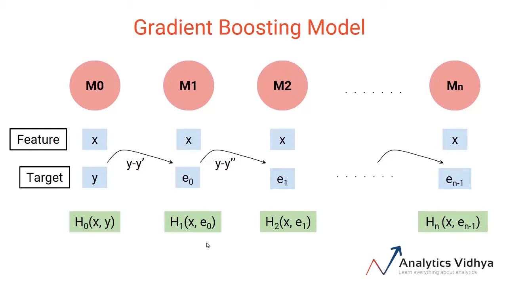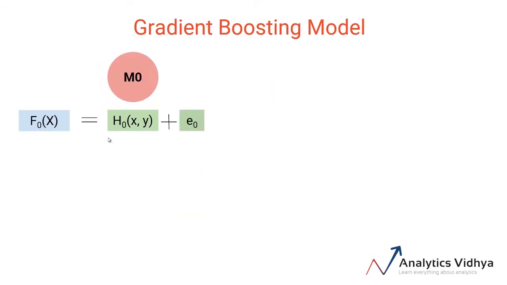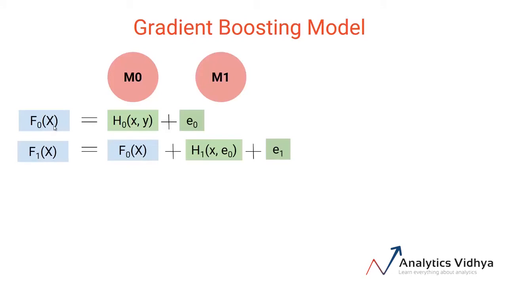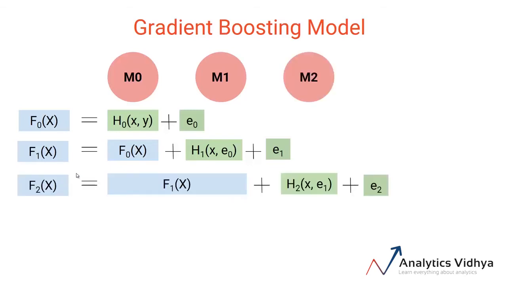So to determine the final equation of the model, we built our first model H0, which gave me some predictions and generated some error. Let's call this complete result F0 of x. Then we built the next model and added the new predicted errors to F0 of x. This new function here is F1 of x. And similarly, we built the next model and so on till we had N models.